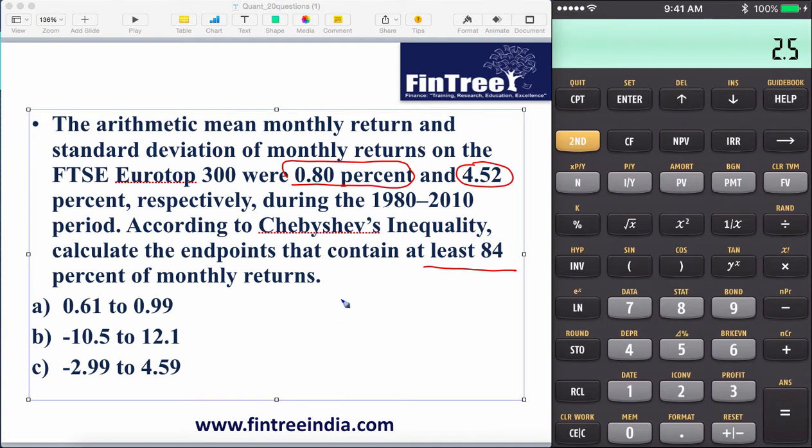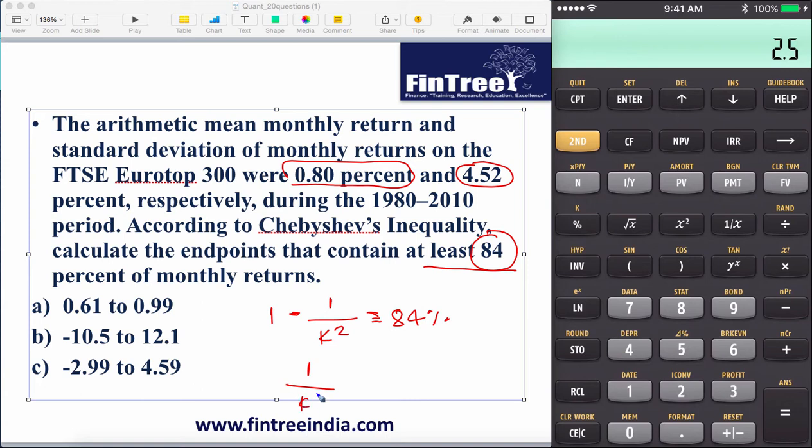Now the way it works is, according to Chebyshev's inequality, 1 minus 1 divided by k square is the percentage within which the data set lies. So which means in this example 1 minus 1 divided by k square will turn out to be 84%, correct? Because that's the probability that we're looking at. So what we really need to find out is what should be the value of k. Now just to solve this equation, 1 minus 1 divided by k square is 84%.